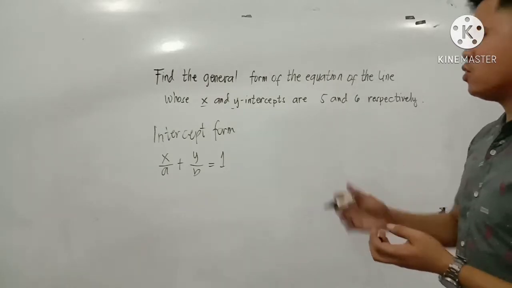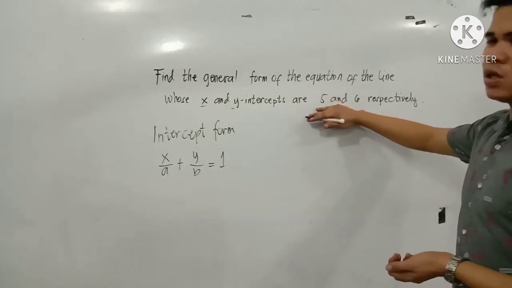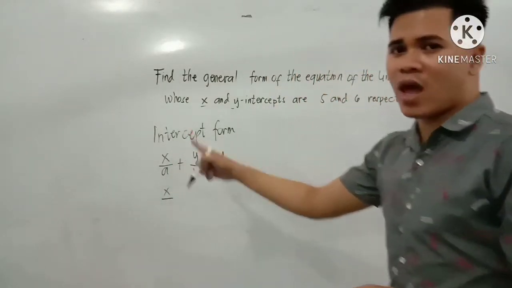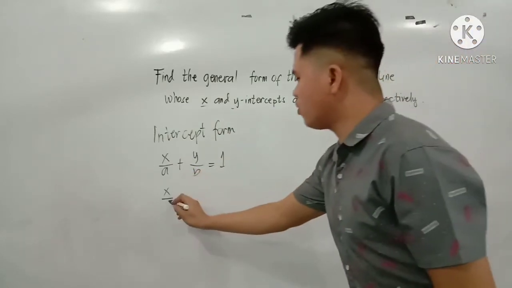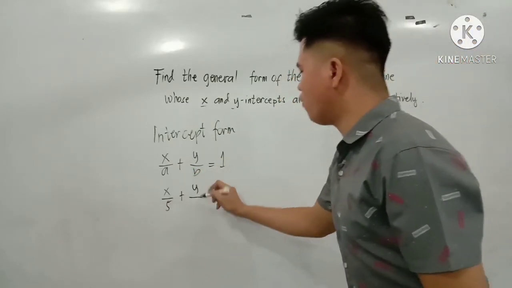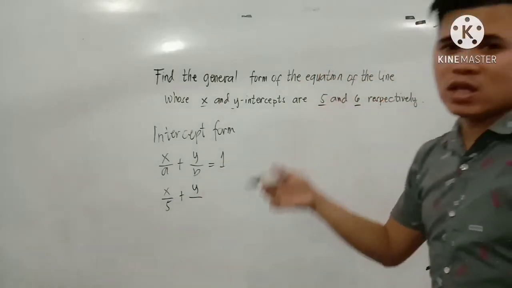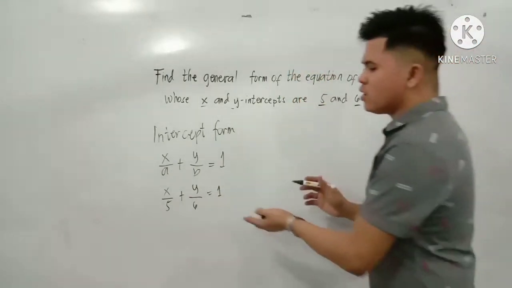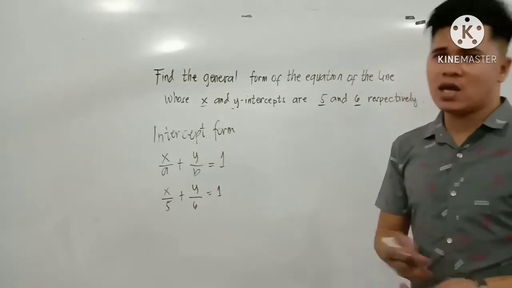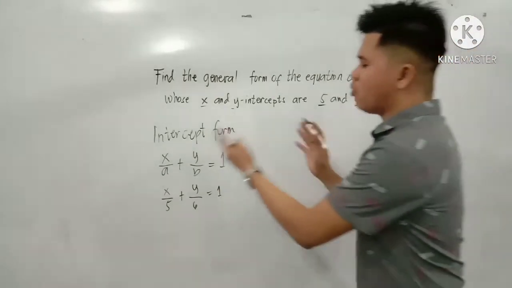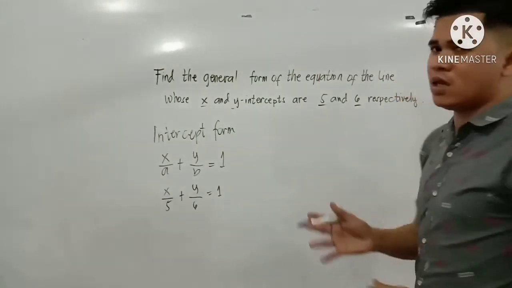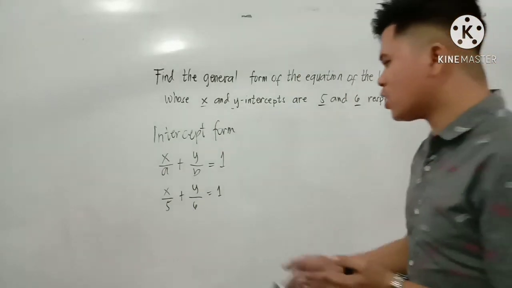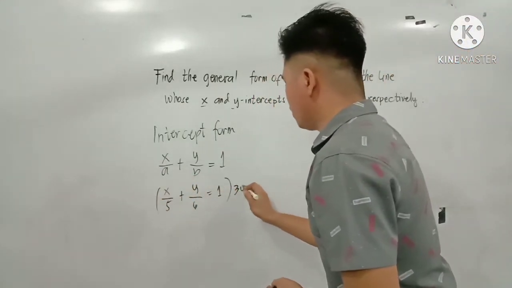So we have to find the general form using this given. We have here x over our a, referring to the x-intercept, which is 5, plus y over our b, the y-intercept, which is 6, equals 1. Then, since we are dealing with fractions, we have to find the LCD again. Then we multiply the LCD to both sides of the equation in order to simplify the given problem. What is the LCD between 5 and 6? Simply 30. So, we have to multiply this by 30.